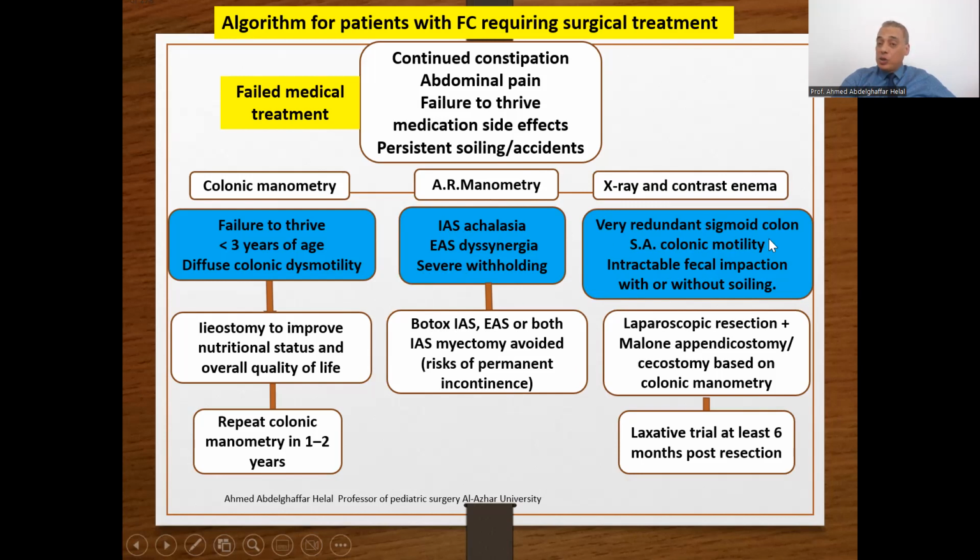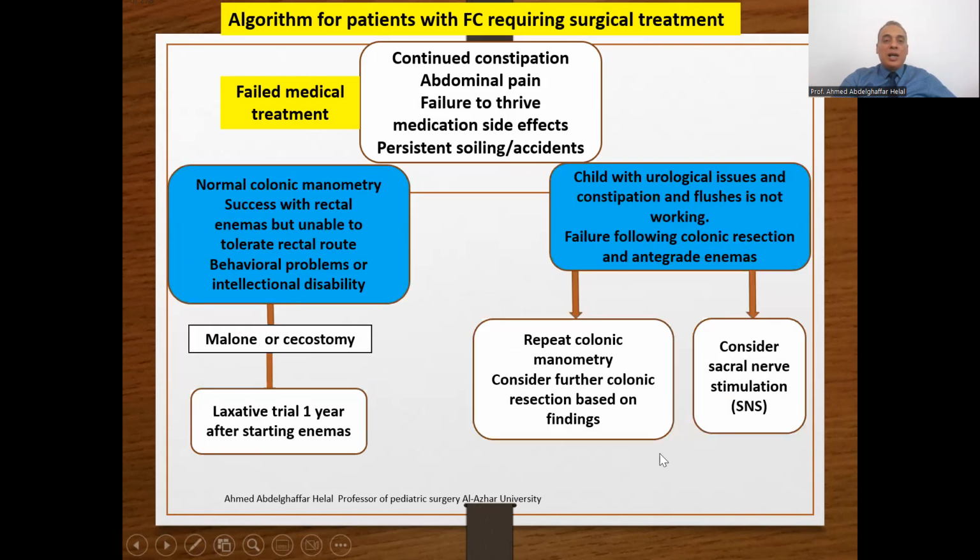If there is very redundant sigmoid colon, segmentally affected colonic motility, intractable fecal impaction with or without soiling, in such cases, laparoscopic resections with Malone or cecostomy based on the colonic manometry and laxative trial at least 6 months post-resection. Also, if there is normal colonic manometry, success with rectal enema but unable to tolerate the rectal route or behavioral problem, in such cases, Malone or cecostomy is indicated with laxative trial 1 year after starting enemas.